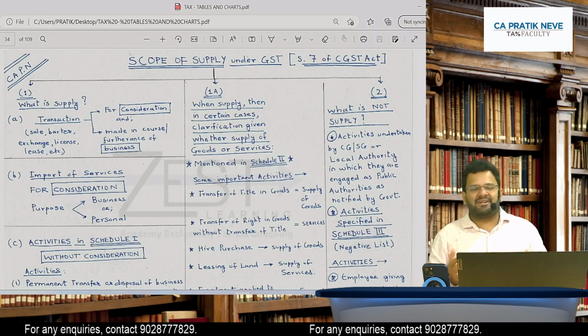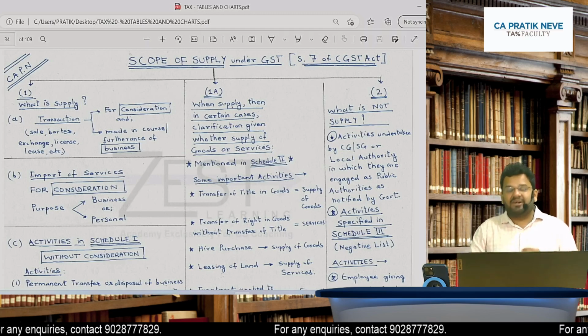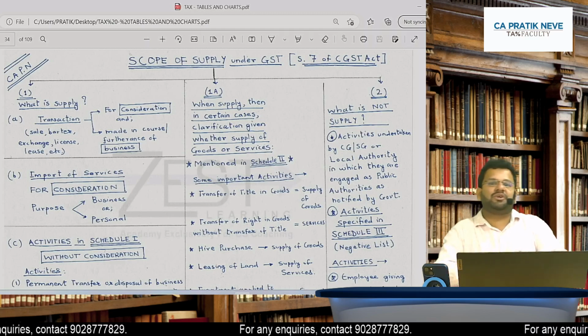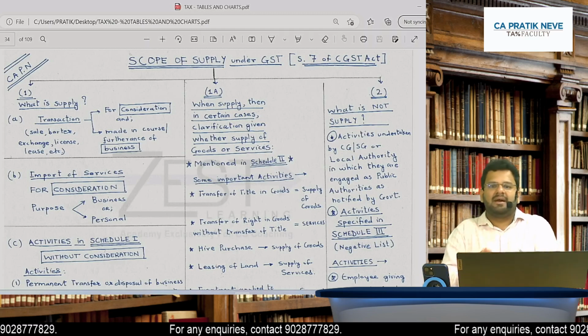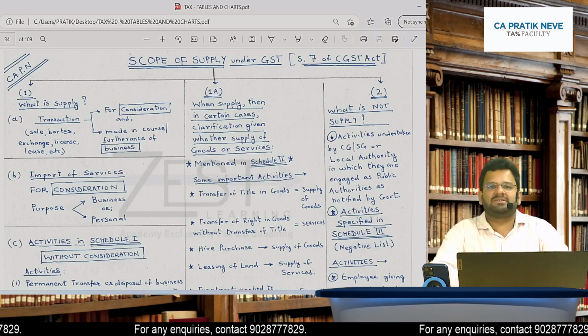So, shall we start today's session? In today's session, our discussion is going to be about two things majorly. One is scope of supply and another is exemptions under GST.